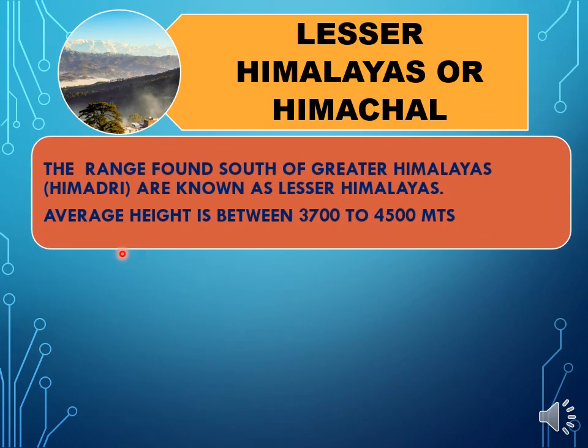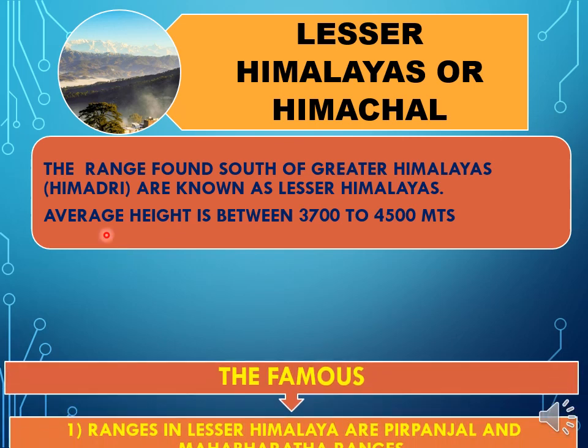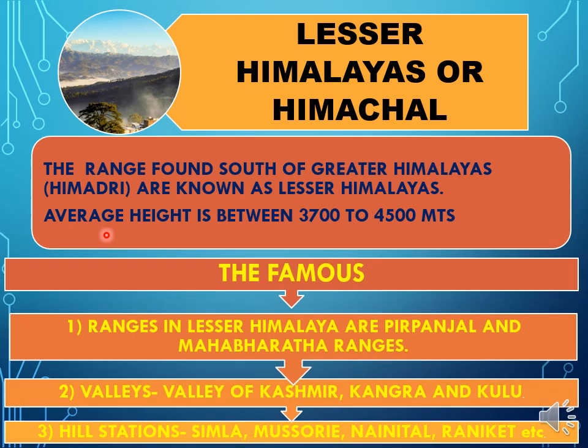Now let us move to the Lesser Himalayas or Himachal. The range found south to the Greater Himalayas is known as the Lesser Himalayas. Average height is between 3,700 to 4,500 meters. Here what we have to notice is the famous ranges in the Lesser Himalayas are the Pir Panchal and Mahabharata ranges. There are so many famous valleys, such as Kashmir, Kangra, Kulu, etc. There are world famous hill stations, Simla, Mussoorie, Nainital, Ranikhet, and so on.